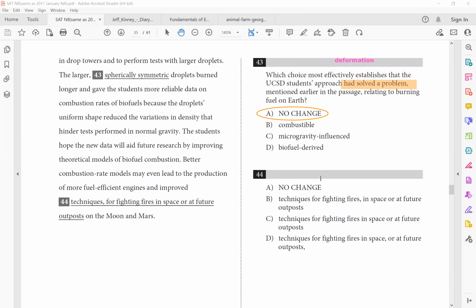For 44, all the answer choices have different comma placement, so this is talking about comma usage and misusage. Better combustion rate models may even lead to the production of more fuel-efficient engines and improved techniques for fighting fires in space. These are prepositional phrases, and remember, they are essential, so we should never use any commas before or after. There are very rare exceptions where there is a non-essential prepositional phrase, but C would be our answer, without commas before or after.